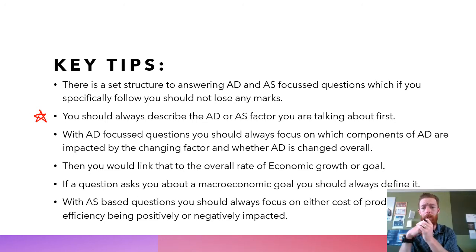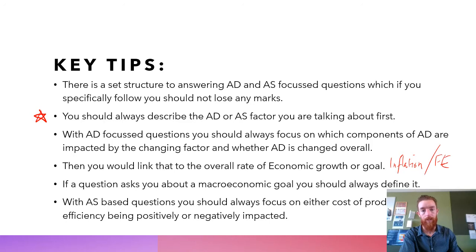With AD focused questions, you should always focus on the components of aggregate demand that are impacted. So your C, I, G, X, and M, how they're impacted, and then how that impacts aggregate demand overall. Then you would link that to the overall rate of economic growth or whatever goal you're talking about. In this case, my focus here is going to be on inflation and full employment because that's what my class is up to working on.